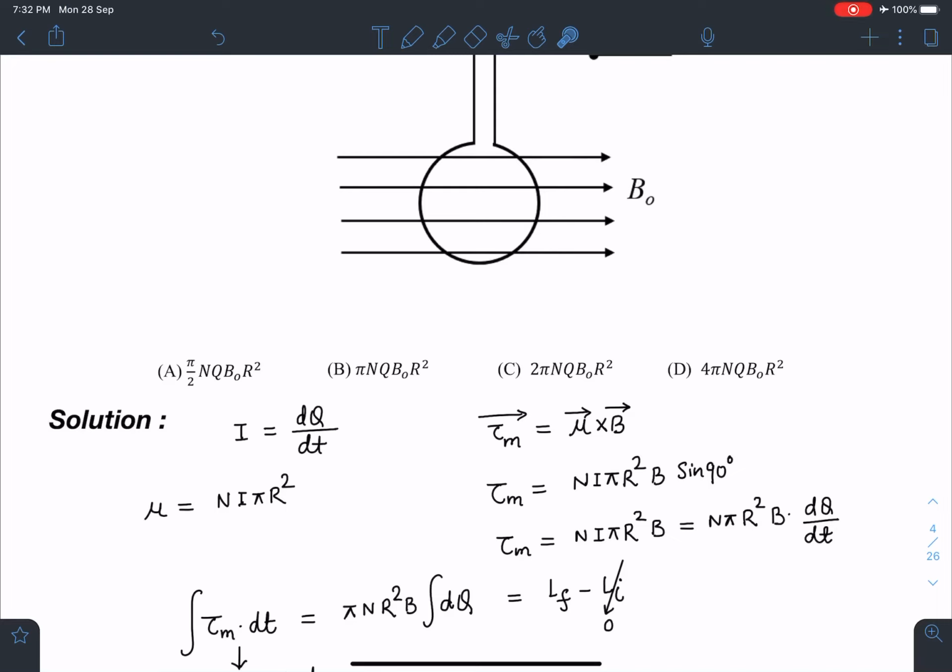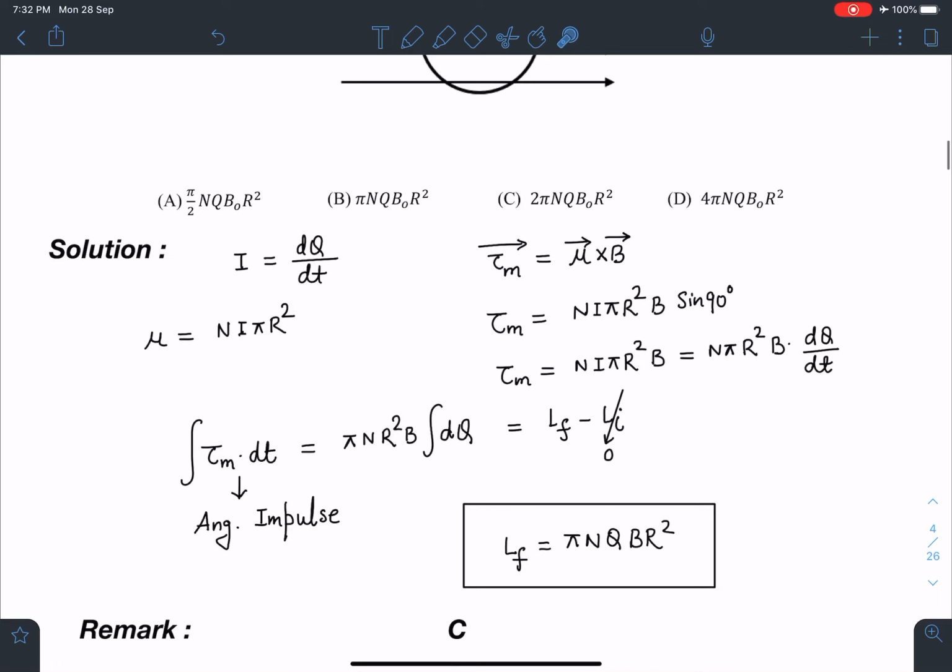I can write its magnetic moment as number of turns, I pi r square. B, initially this mu is pointing outward or inward depending on from which side this charge is coming. So the angle is 90 degree. So this is the magnitude of this torque here. And now I value I can write as dq by dt. So if you see clearly, if I bring this dt this side, it is going to be tau dt. Tau dt is nothing but angular impulse, which is equal to change in angular momentum. When I do that, you will be getting the answer as pi n q B r square. So this is going to be the answer.